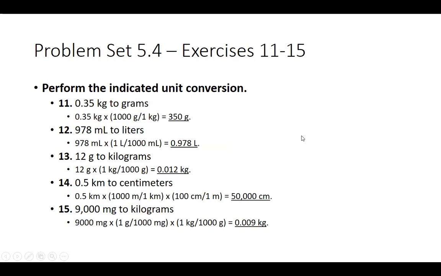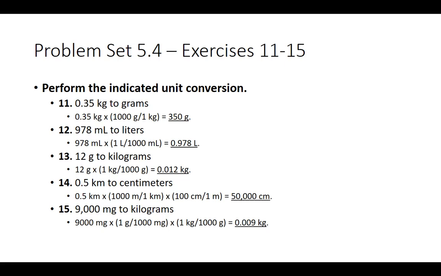Number 11, 0.35 kilograms to grams. We need kilograms on the bottom to cancel them away, grams on top to be our new unit. That's going to be 1,000 grams over 1 kilogram. Multiply 0.35 times 1,000 divided by 1. We get 350 grams. Again, since we're multiplying by 1,000, you could also just move the decimal point 3 spaces to the right and get 350 that way.